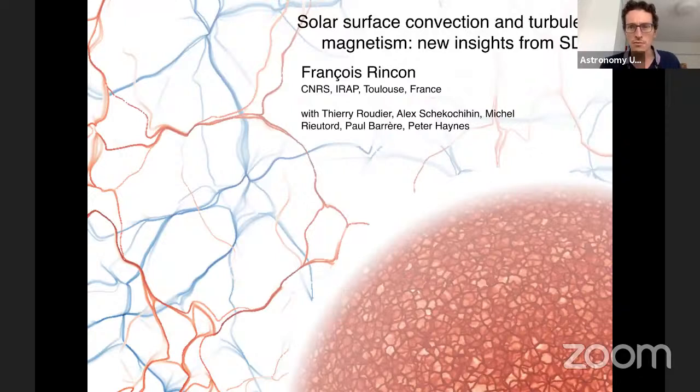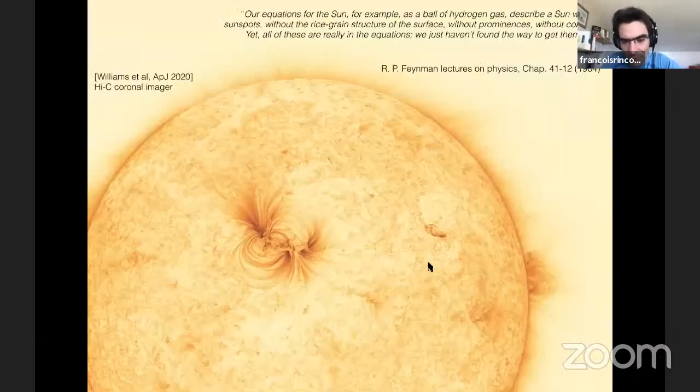Why is there such a big difference in tau for granulation, 5 minutes, and supergranulation, 48 hours? Is that because of different characteristic speeds? Yes. First of all, the horizontal scale is very different, right? So let me come back to this plot. On the left, you have a lot of little granules. On the right, you have the supergranules.